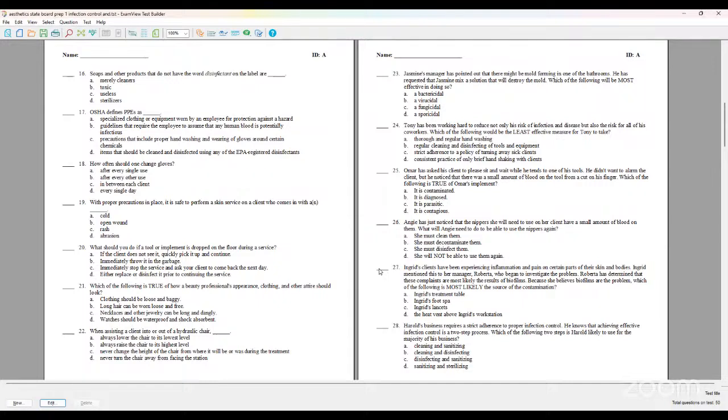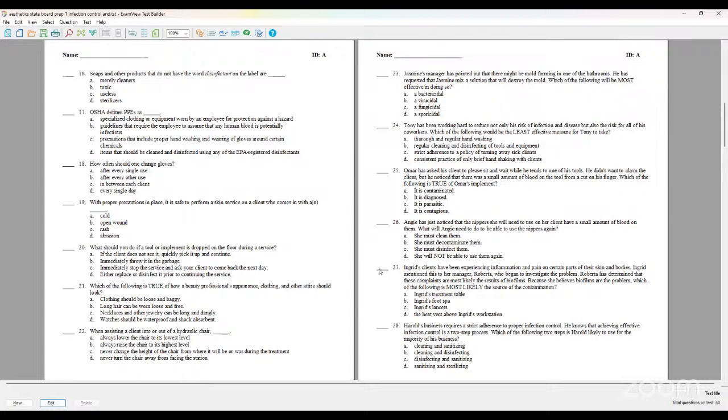25. Omar has asked his client to please sit and wait while he tends to one of his tools. He didn't want to alarm the client, but he noticed that there was a small amount of blood on the tool from a cut on his finger. Which of the following is true of Omar's implement? It's contaminated, it's diagnosed, it's parasitic, or it's contagious?